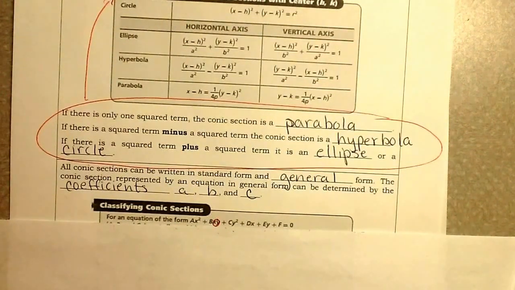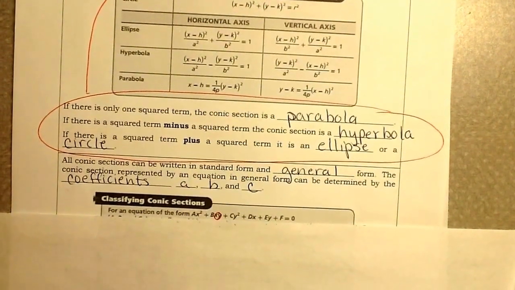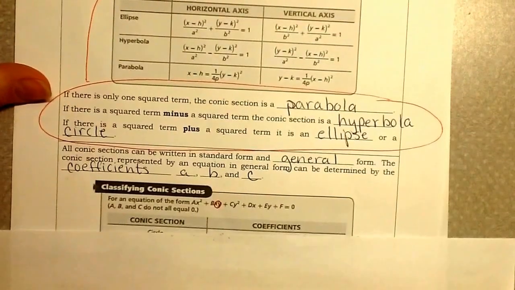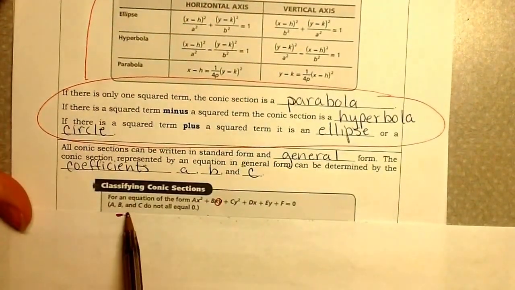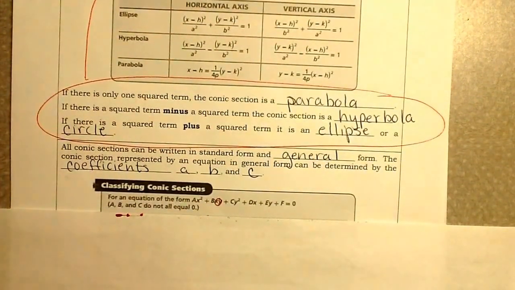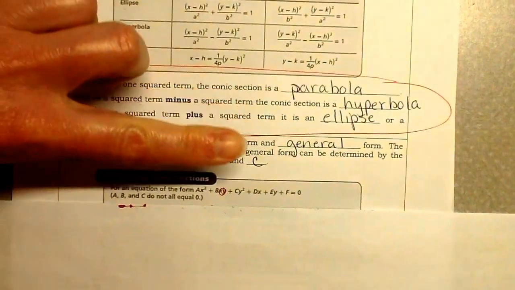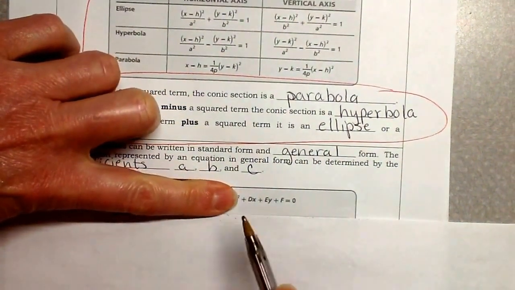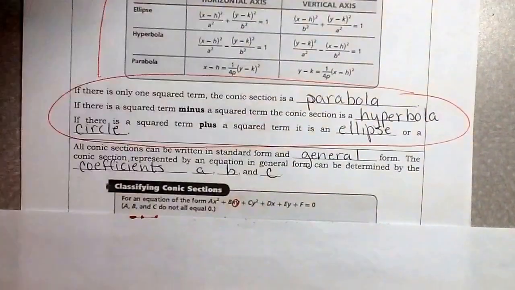So remember, like lines, you have slope-intercept form, and then you have standard form, and point-slope form. This is just the general form for conic sections. Now, A, B, and C, all three of those cannot be zero. If that's the case, it's not going to be a conic section. There won't be any squared terms.